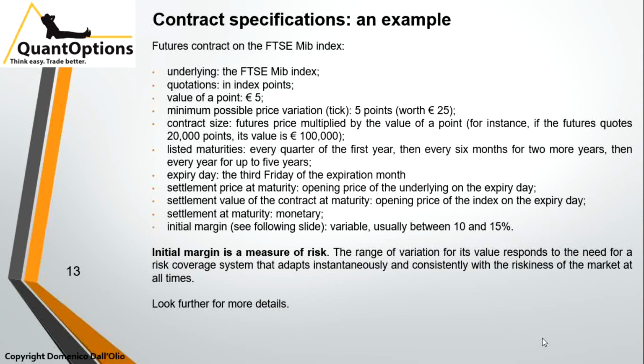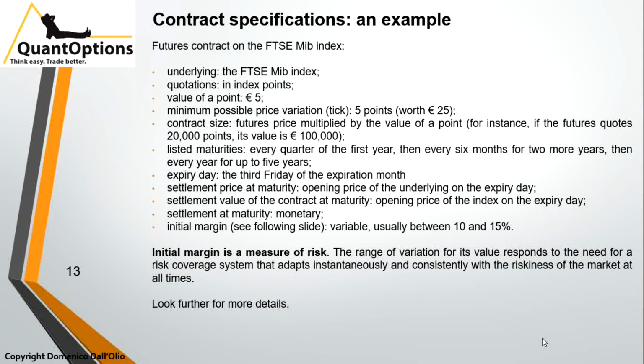Settlement price at maturity is the opening price of the underlying on the expiry day. The settlement value of the contract at maturity is the opening price of the index on the expiry day. The settlement at maturity is monetary, and the initial margin, a very important concept which we will spend a river of words on later, is variable, usually between 10 and 15%.